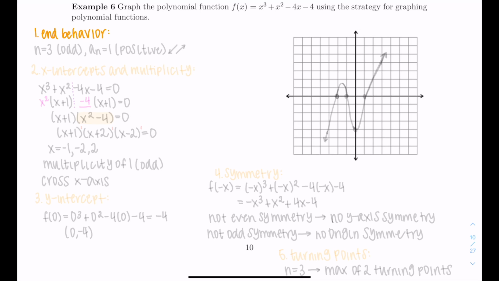And so the degree is 3, which is odd. That means they're going in opposite directions. And the leading coefficient is 1, which is positive. And so think of positive slope. That means it falls to the left and rises to the right.